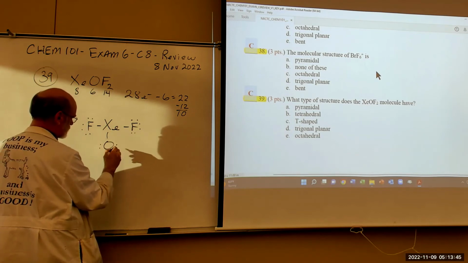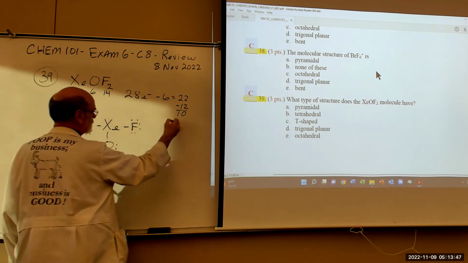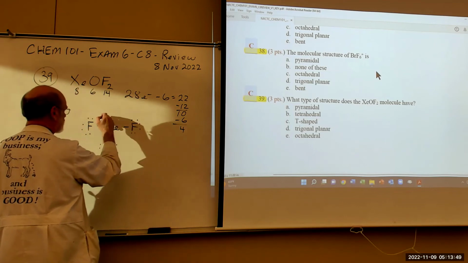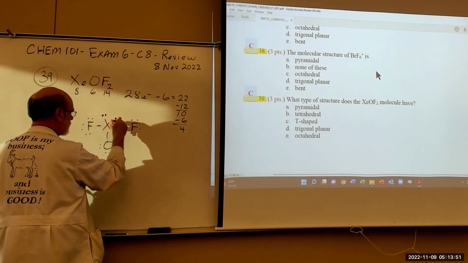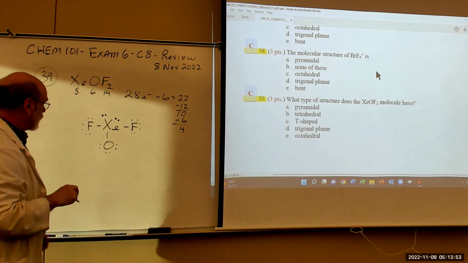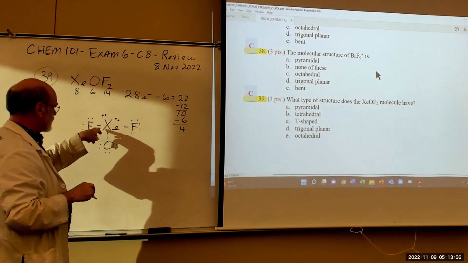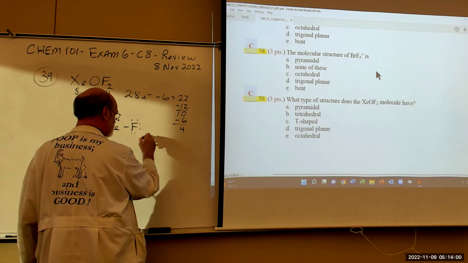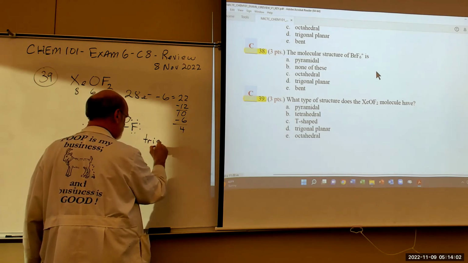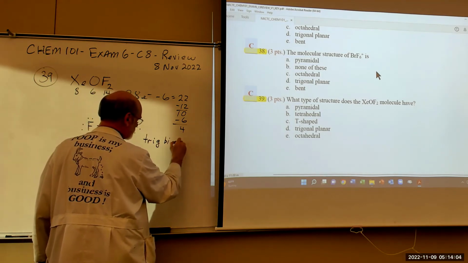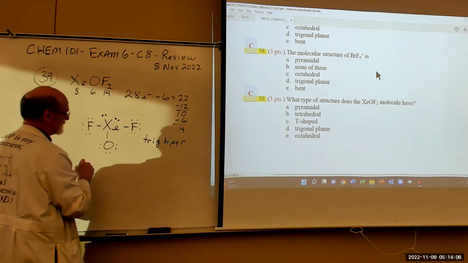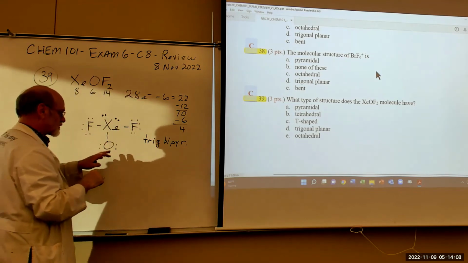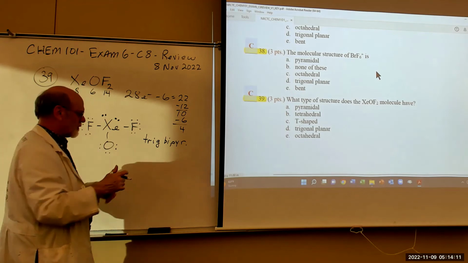2, 4, 6. That's 4 electrons, 2 pair right there. Okay. So the electronic structure here is 1, 2, 3, 4, 5. Electronic is trigonal bipyramid. But the molecular structure, I have to draw a map out for this one.